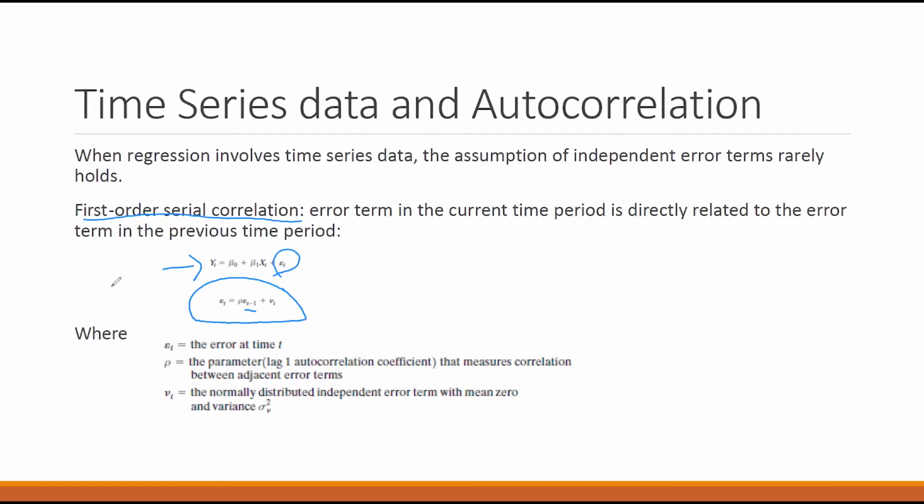Think about it. If rho is equal to 0, then the error terms in the current period and in the previous period are not correlated, which means we go back to the simple linear regression model we learned before. The condition of independent error terms is not violated. We're good to go. Now, if rho is different from 0, that means the error terms are correlated. Then the condition of independent error terms is violated, and we need to do something about it.